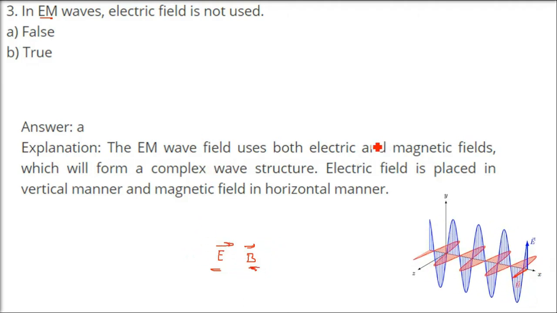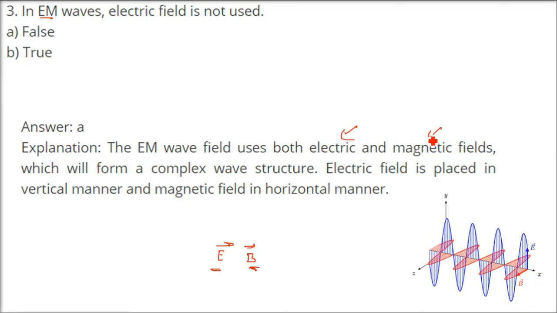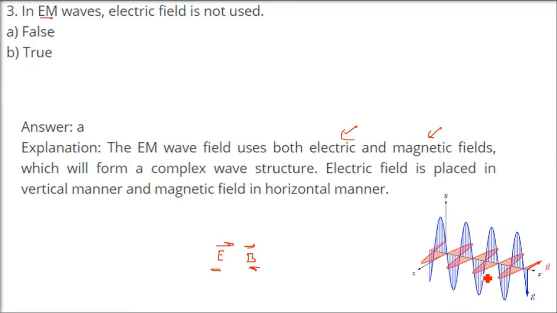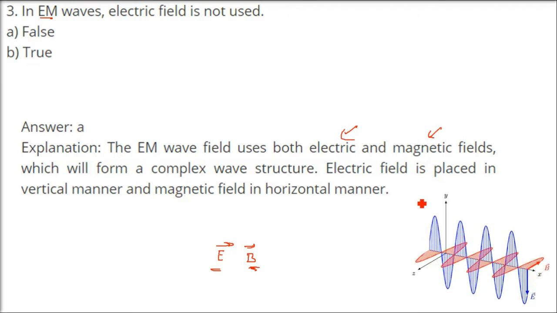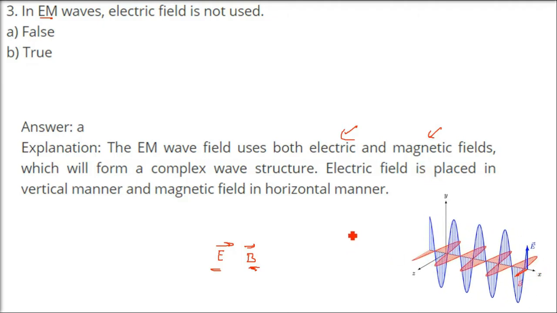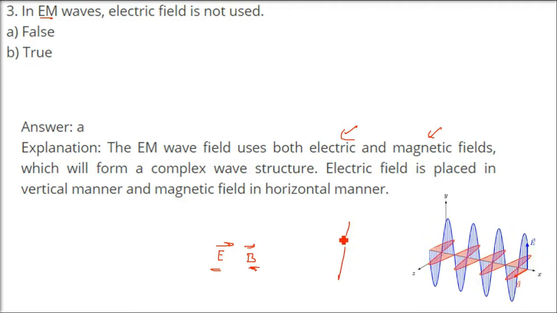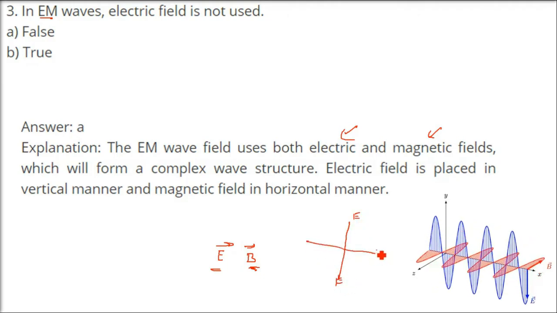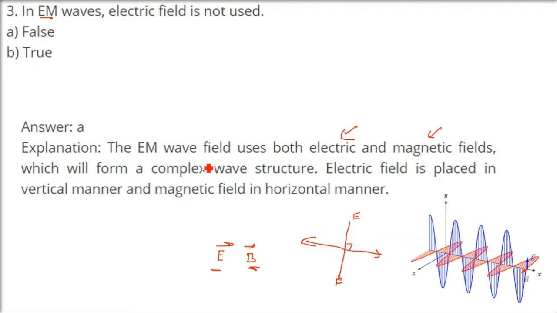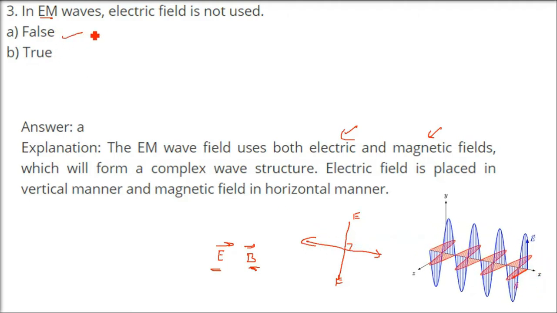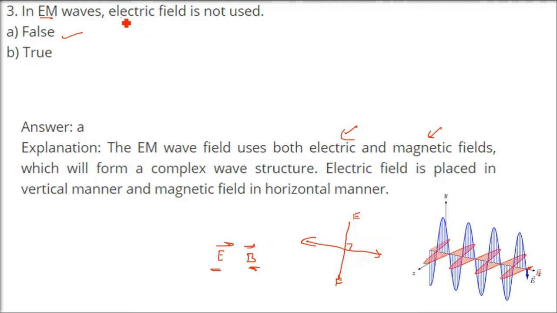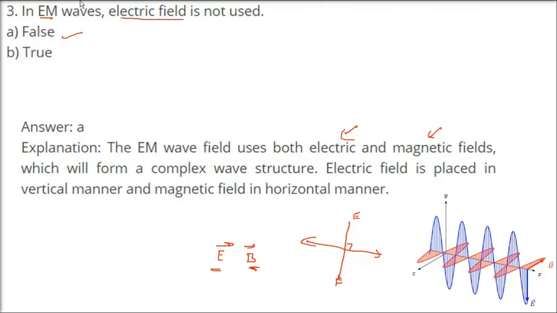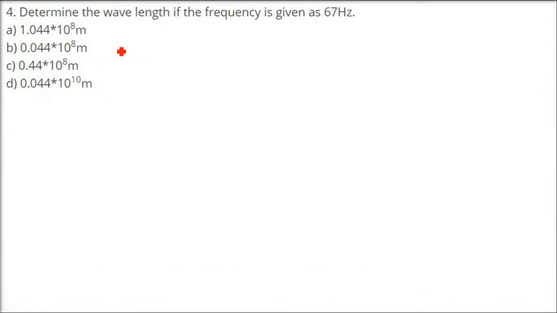An electric field is placed in a vertical manner and the magnetic field in a horizontal manner. Electric, magnetic, so this is a proper wave structure being formed. Again, let me tell you, these two are orthogonal. That is how we have a very different kind of wave structure. So if you say electric field is not used, it is wrong. Even if the question had said magnetic field, it would also be false.